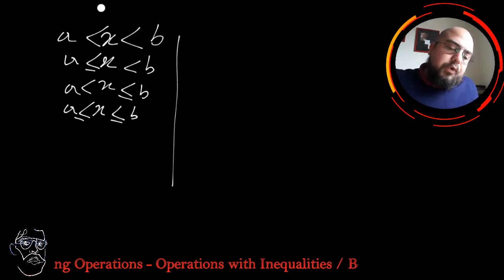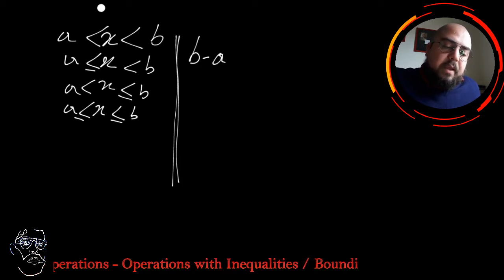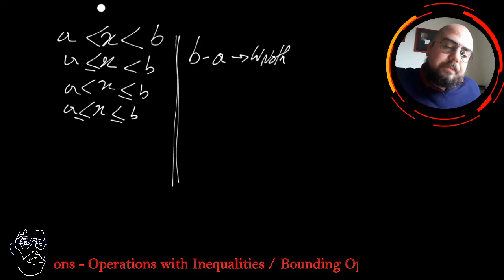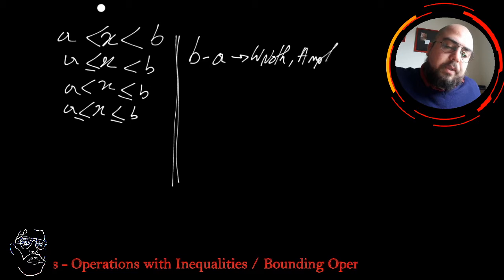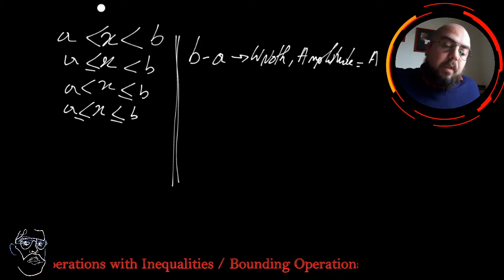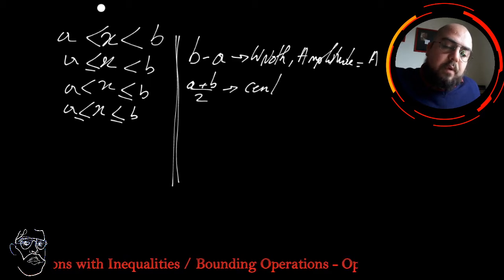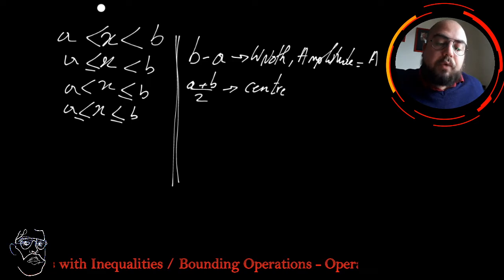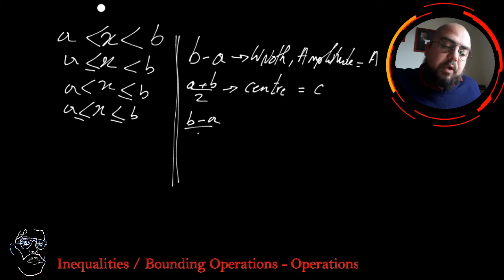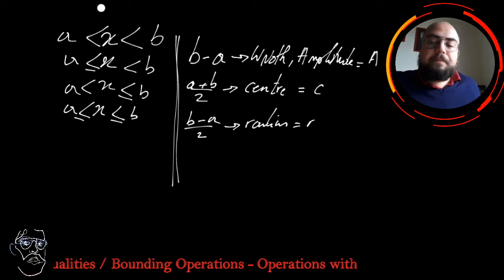Now, there are some definitions related to bounding. Whenever we're talking about b minus a, that is called the width, or the amplitude. The amplitude, I'm going to call it capital A. While (a plus b) over 2 is called the center of this boundary, so I'm going to call it C. And whenever you're calculating (b minus a) over 2, it will be the radius, simply known as r.